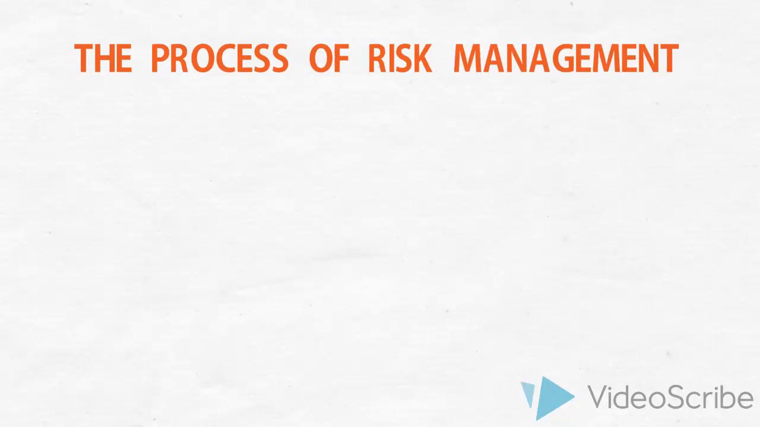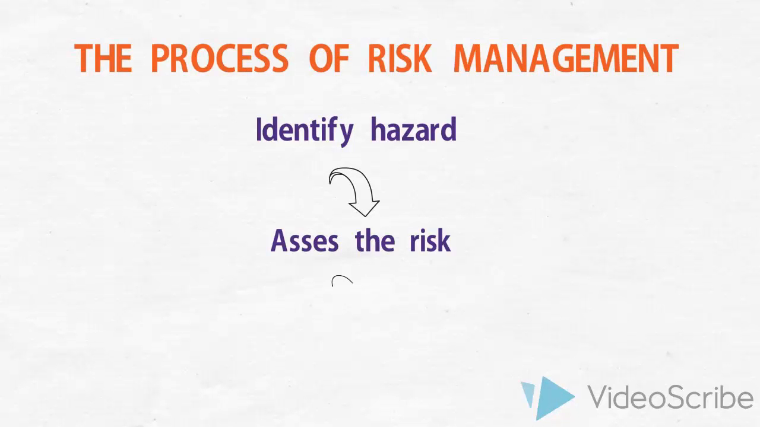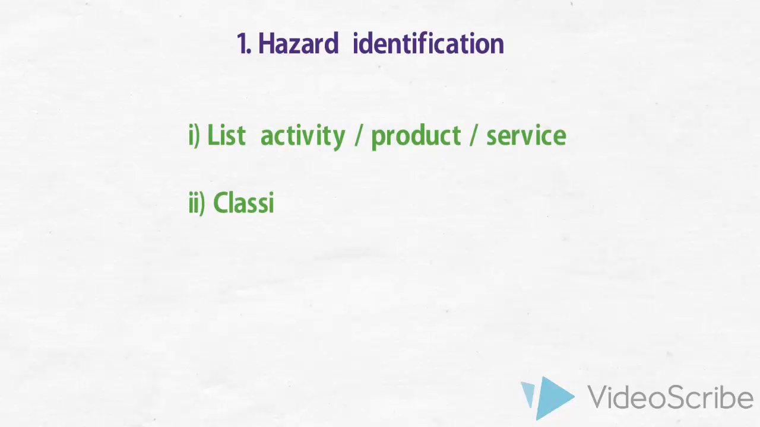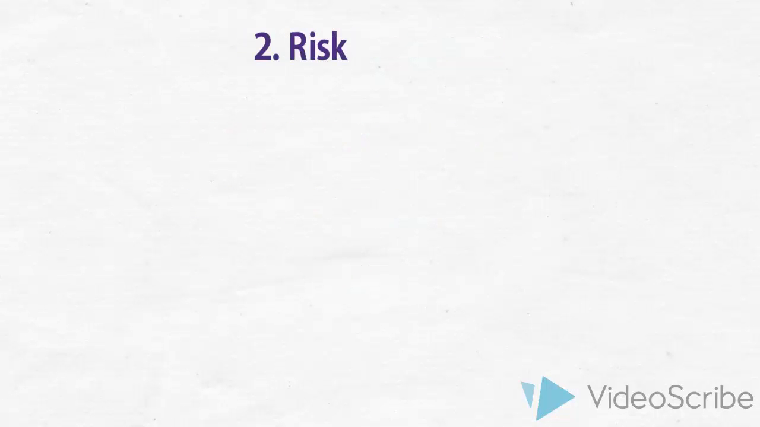In the process of risk management, it involves identify hazard, assess the risks, and risk control. In hazard identification, students need to first, list activity, product, or service. Second, classify or categorize hazard. Third, identify hazard.